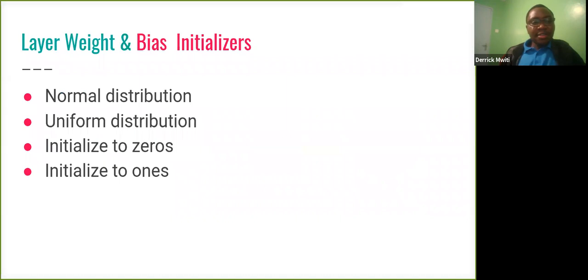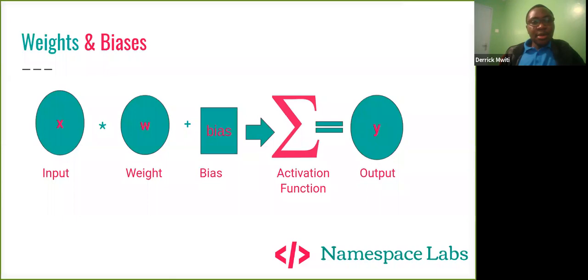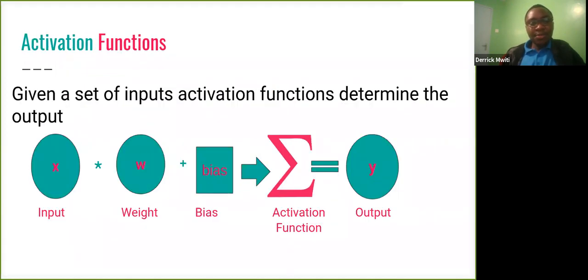And so what happens is that your weights and biases are initialized when you are running your neural network. For example, this could be a normal distribution, a uniform distribution, or they could be initialized to zeros or ones, and we'll see that later. Then an important thing to mention is that once this computation occurs, it is passed through what we call an activation function. And so now let's look at what an activation function is.